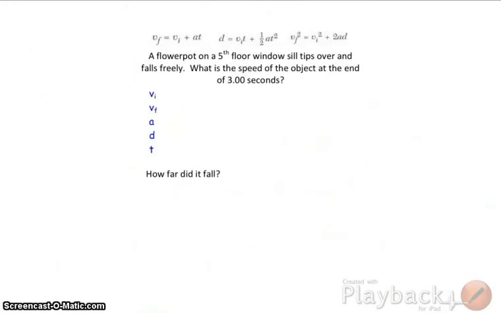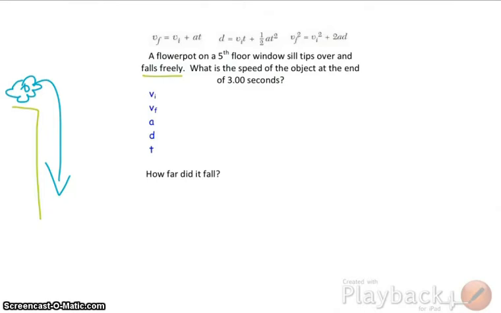Let's look at an example. A flower pot on the 5th floor windowsill tips over and falls freely. What is the speed of the object at the end of 3 seconds? So I have a flower pot and it falls freely. Now I'm looking at a motion equation. So I've got 5 possible variables, VI, VF, A, D, T: we all need security.